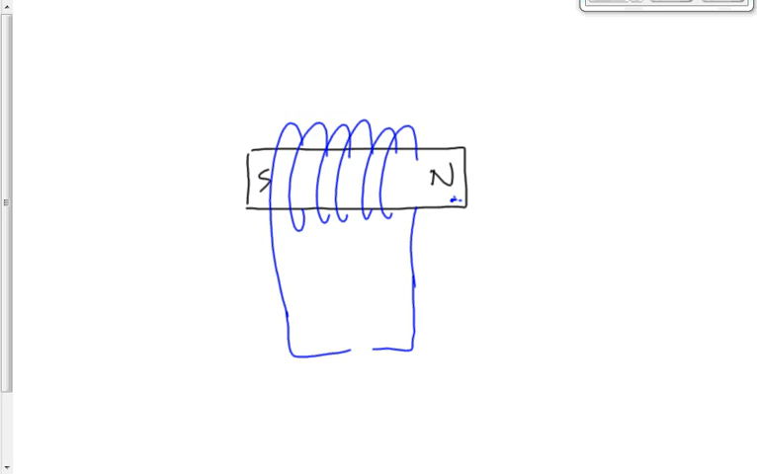Okay, what direction does the current need to be, and therefore what direction does the battery need to point in order to get the polarity that we have shown here? So how do we do this?